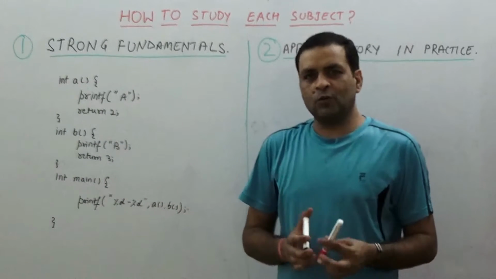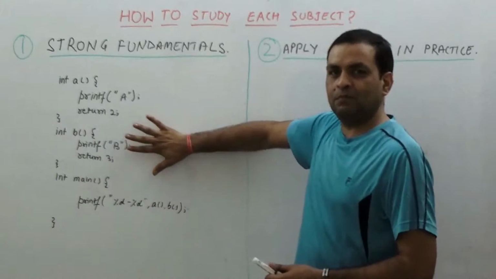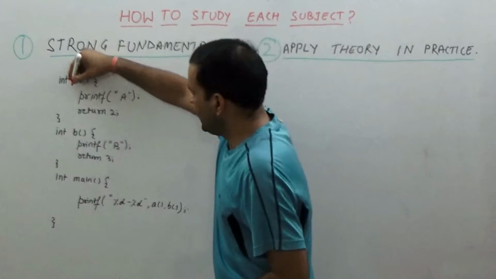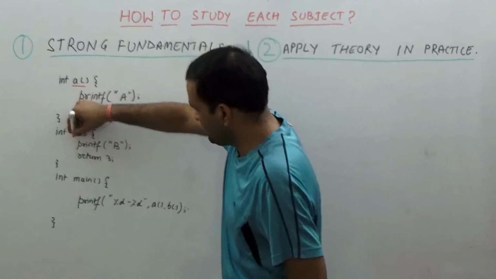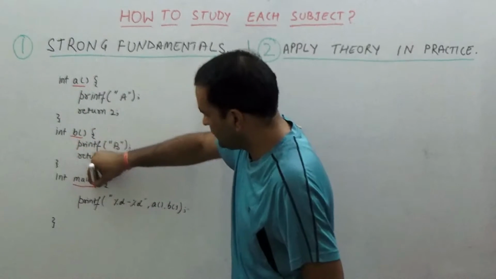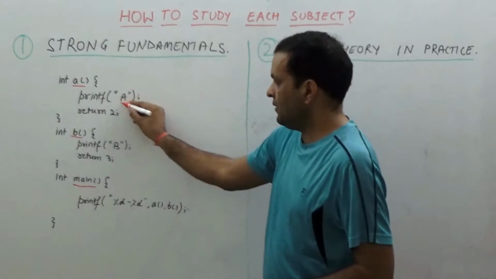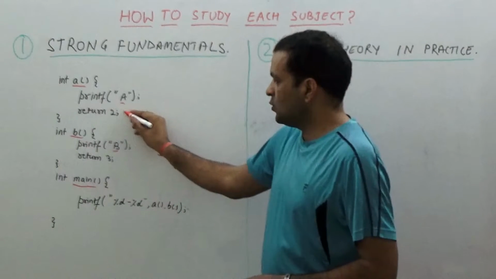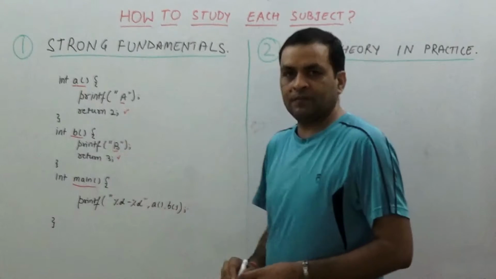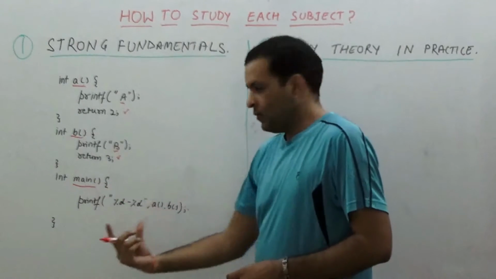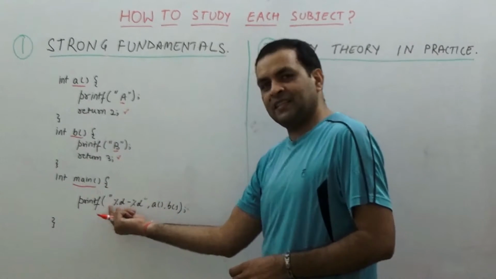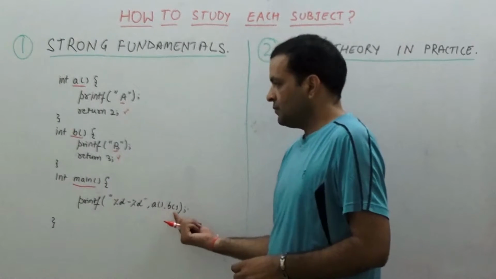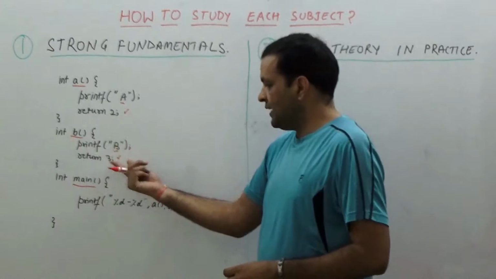I hope all of you know C language. This is a very simple program of C language. In this program, we have three functions. We have function A, we have function B, and we have function main. A function is printing A, B function is printing B. A function is returning 2, B function is returning 3. Inside main, we are printing %d minus %d, A, B. A returns 2, B returns 3.